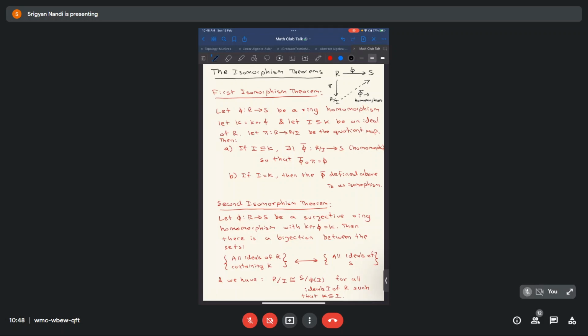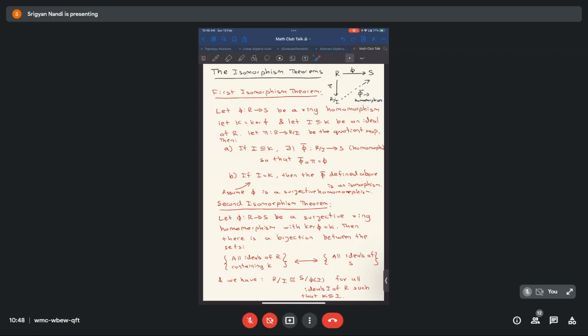Of course, I forgot to mention here that phi should be a surjective homomorphism in this case, because we may not always map to the whole of S. We may map to the image of S, so in either case, a lot of elements of S will be left out. So here we must assume that phi is a surjective homomorphism. All right.